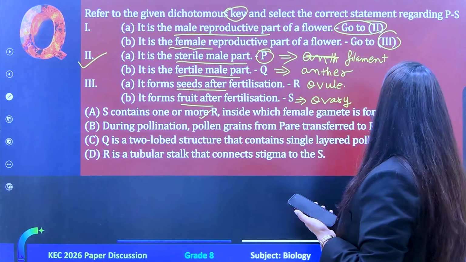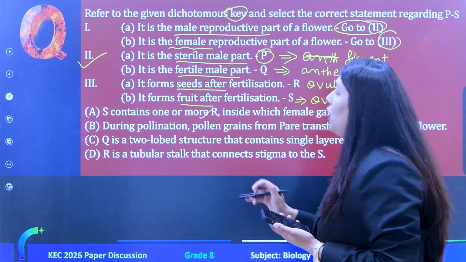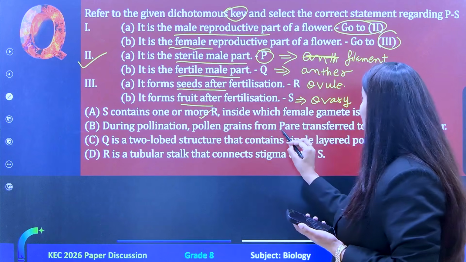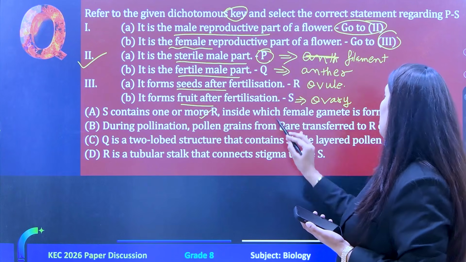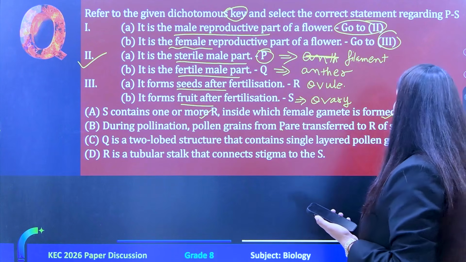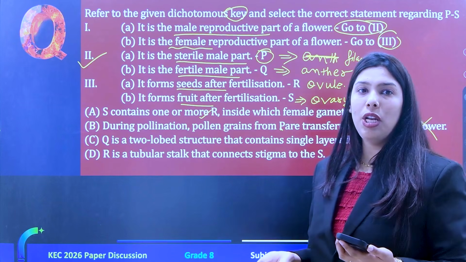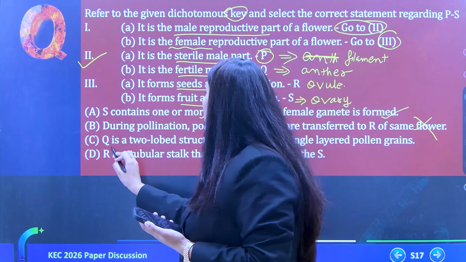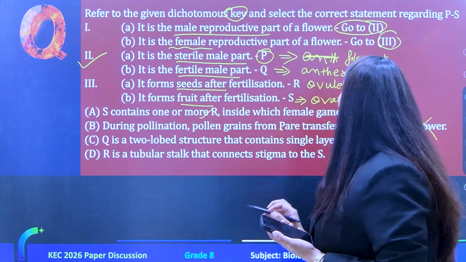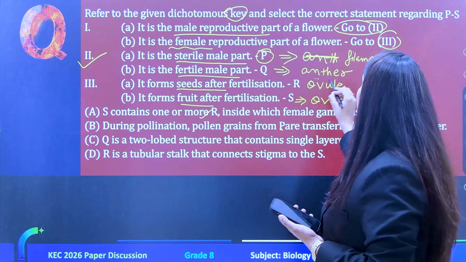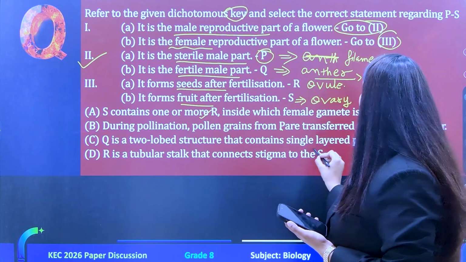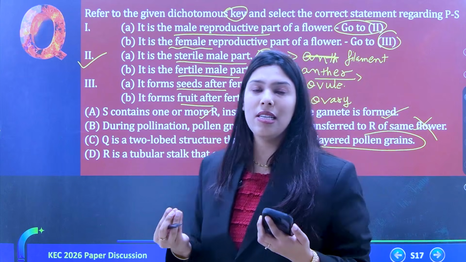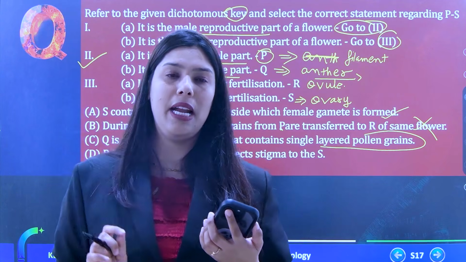Inside which female gamete is formed. Correct. During pollination, pollen grains from P are transferred to R. No, filament doesn't contain only pollen grains, so that is wrong. Next is Q. Q is a two-lobed structure. Q means anther. It is a two-lobed structure that contains single-layered pollen grains. So that is wrong. It doesn't have a single layer containing pollen grains.